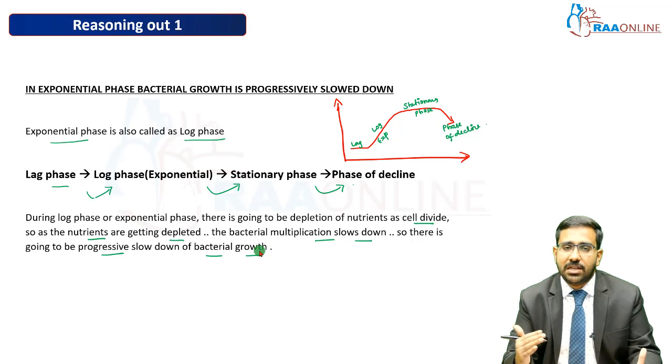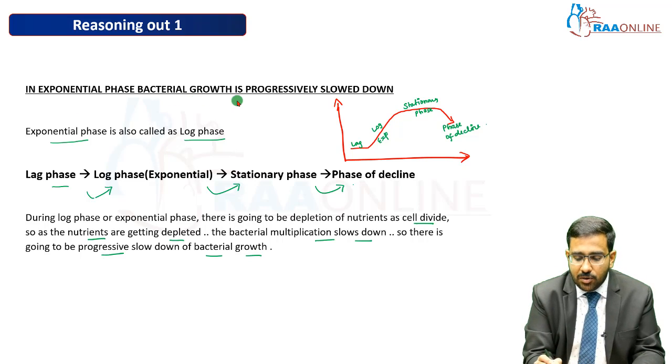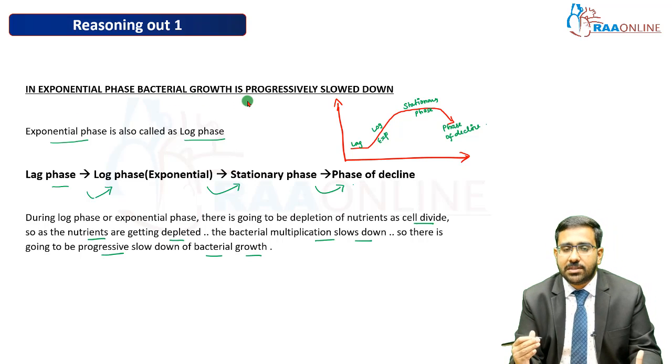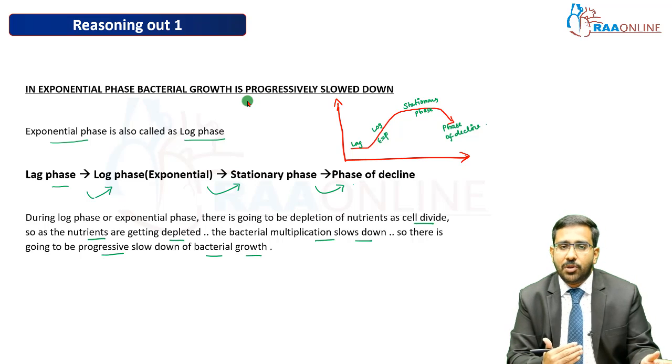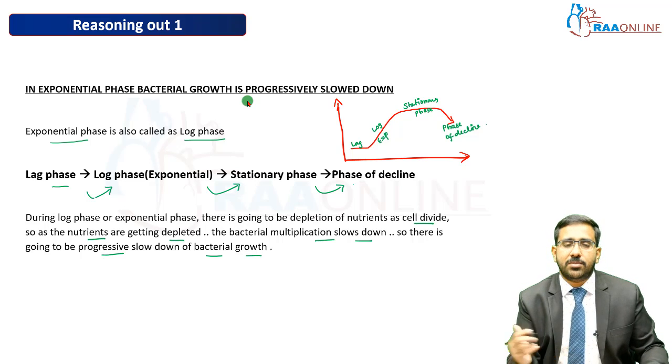During the stationary phase, it just maintains; there is no cell division and no death. After the stationary phase, in the phase of decline, the organisms start dying due to depletion of the nutrients. So in exponential phase, bacterial growth progressively slows down, and the reason is the depletion of nutrients in the culture medium. So this is reasoning out number 1.